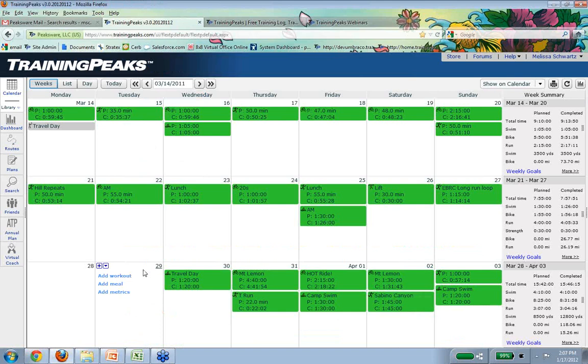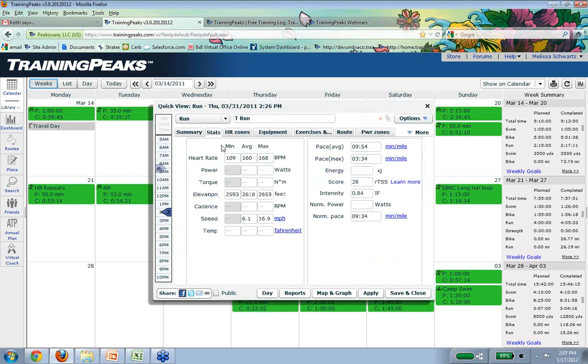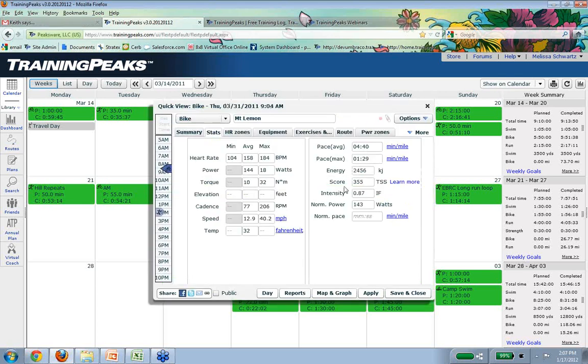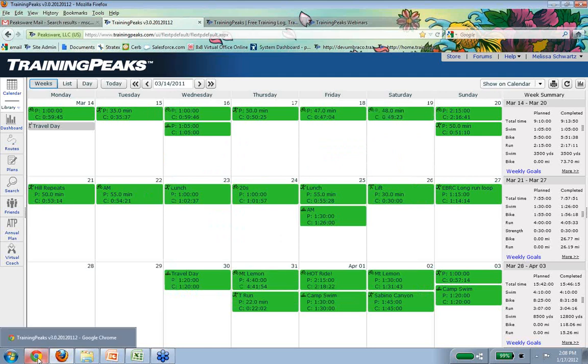I'll log into my account, and one of the things you may be asking yourself is, when you do a workout, where do you see the TSS score for that workout? If I load up one of these workouts, this is a run, I go to my stats tab, and here you're going to see the score and the intensity factor. If it's a cycling workout, you're going to see the TSS for that bike. This is a workout where a power meter was used, so that data was uploaded. So that shows you where you access that information for a workout in the TrainingPeaks account.